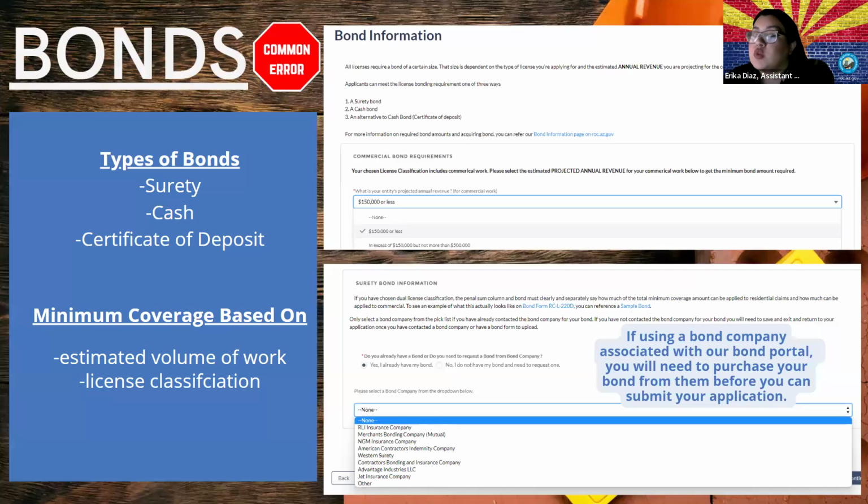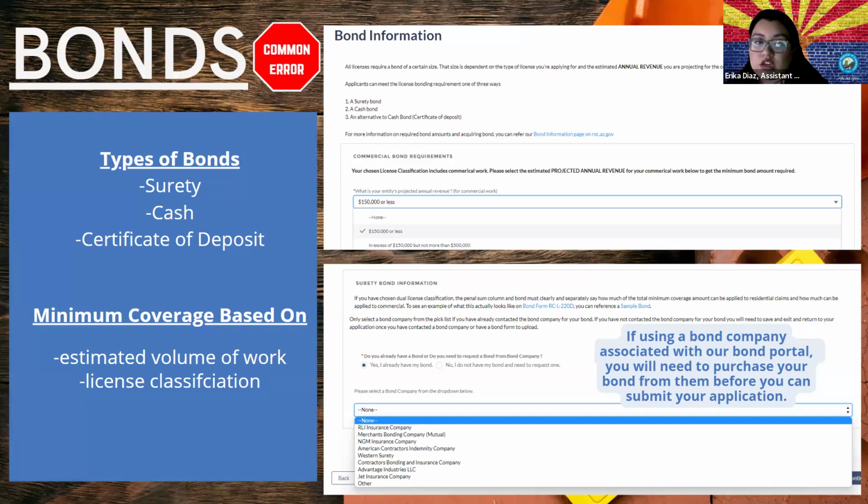So we do look at the license classification, especially for duals. This is one of the common errors we do see. If you have a dual license, it does need to have two different bond coverages to cover both residential and commercial. We will go more into detail about that soon.